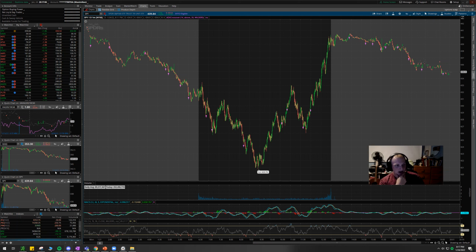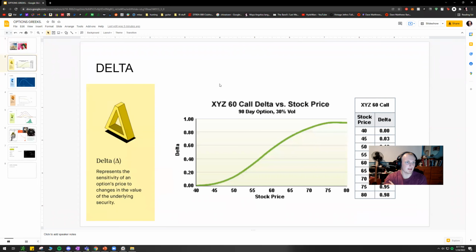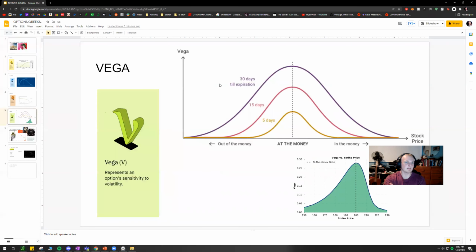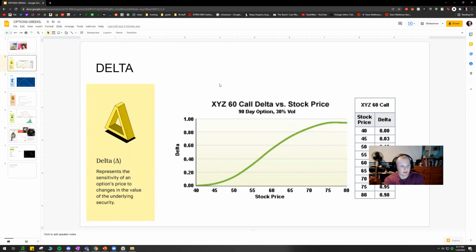So, today we're actually going to be talking about something pretty tricky. And here it is: the options Greeks. Now, what are the options Greeks? Well, the options Greeks are delta, gamma, theta, and vega. For our purposes, we're going to be using those four Greeks. And a Greek is basically a Greek letter that represents a numerical factor of the option.